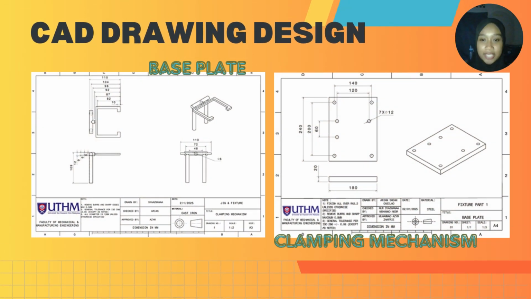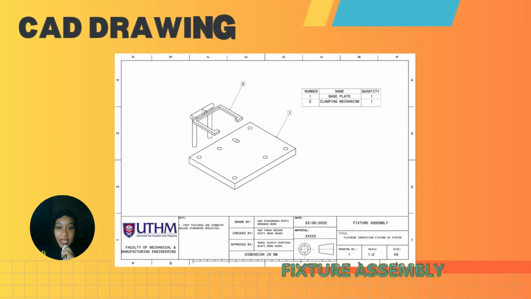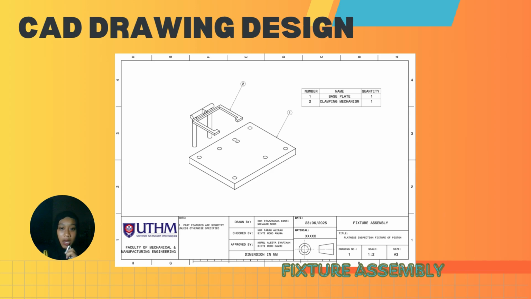Next, we got the technical drawings. On the left, we got the base plate, and the clamping mechanism on the right. When both of the parts are combined together, then an inspection feature is made. This is our exploded assembly drawing for a flatness inspection feature used to check the piston surface. The assembly consists of two main parts. The first one is a base plate, which supports the piston, and the second one is a clamping mechanism to hold it in place during inspection.